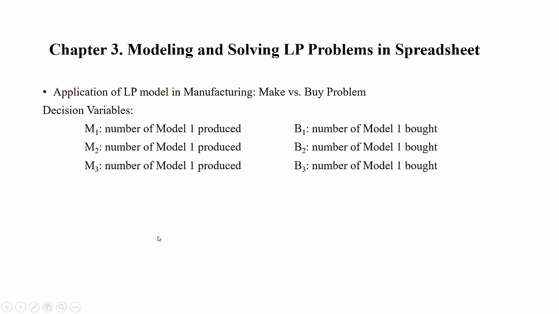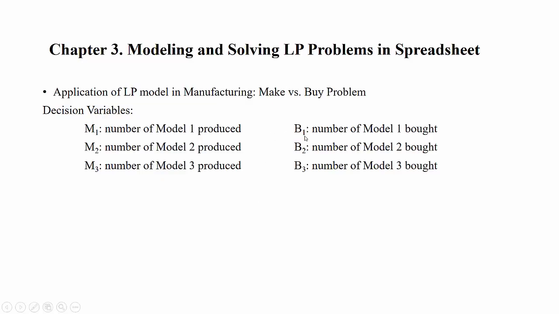In other words, we have 3 parameters for each of the models. If we make the model inside the company, if we produce them, we have 3 parameters, and if we buy them, we have 3 parameters for each model. So M1 is the number of model 1 produced inside the company. M2 is similarly the number of model 2 produced inside the company, and M3 is the number of model 3 produced inside the company.